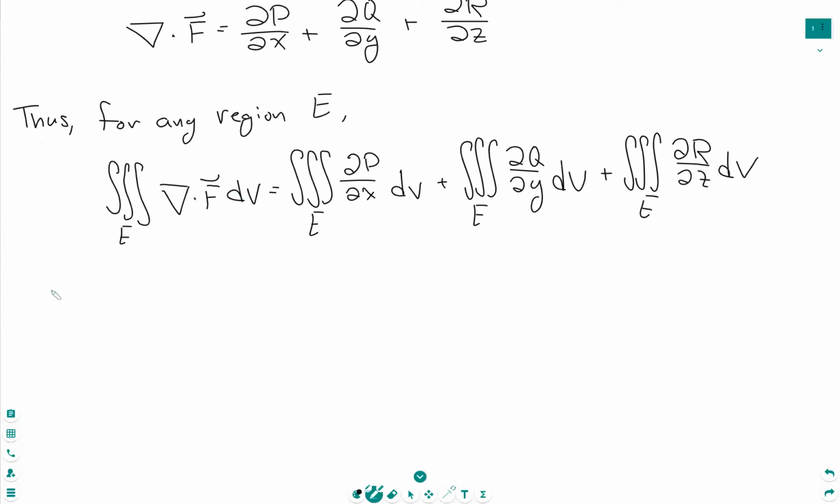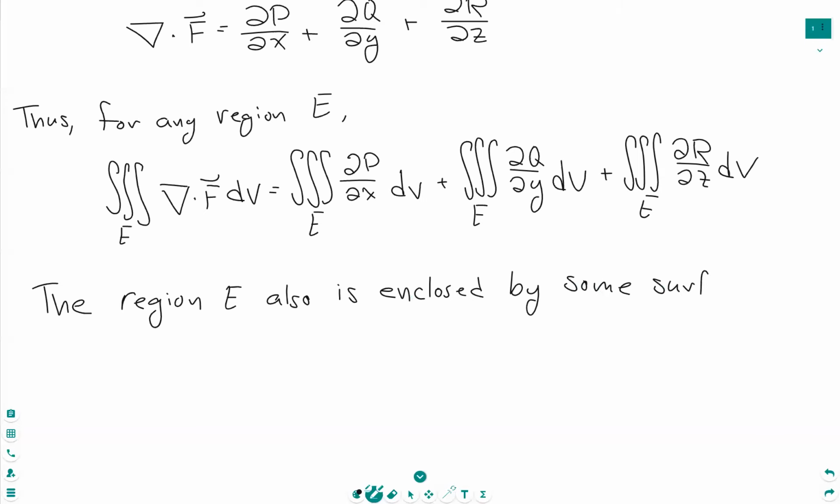Okay. So because this is a volume, the region E also is enclosed by some surface that we'll call S, with an outward pointing normal that we'll call N.